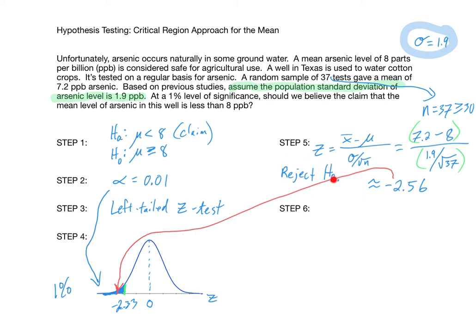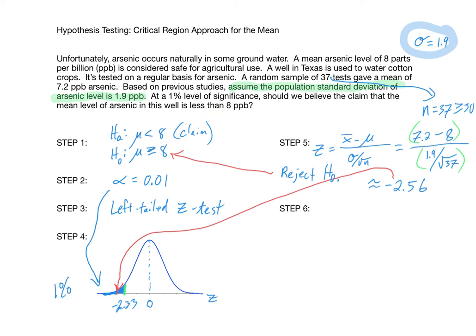So the test says to reject H naught. In step 6, we need to look back at step 1 to see what the claim was. Well, the claim was the alternative hypothesis. The test says to reject H naught, but the claim is the alternative hypothesis. That means we should do the opposite of rejecting it. We should accept it. And really, again, by accept, I really mean fail to reject, since accept and fail to reject are not really exactly the same thing. It's just easier to simply say accept. So that's what I'm going to write. So we are going to accept the claim. And the claim, again, is that the mean level of arsenic is less than 8 parts per billion.